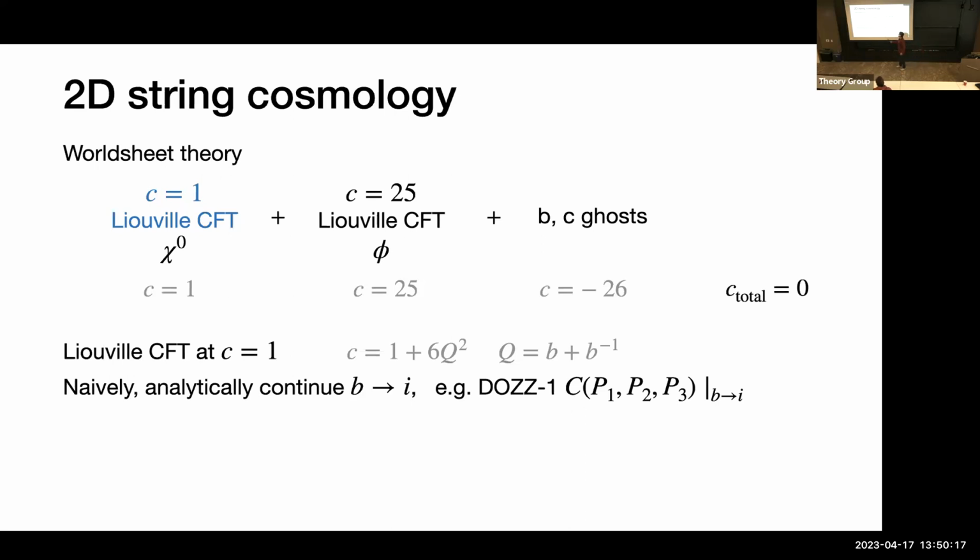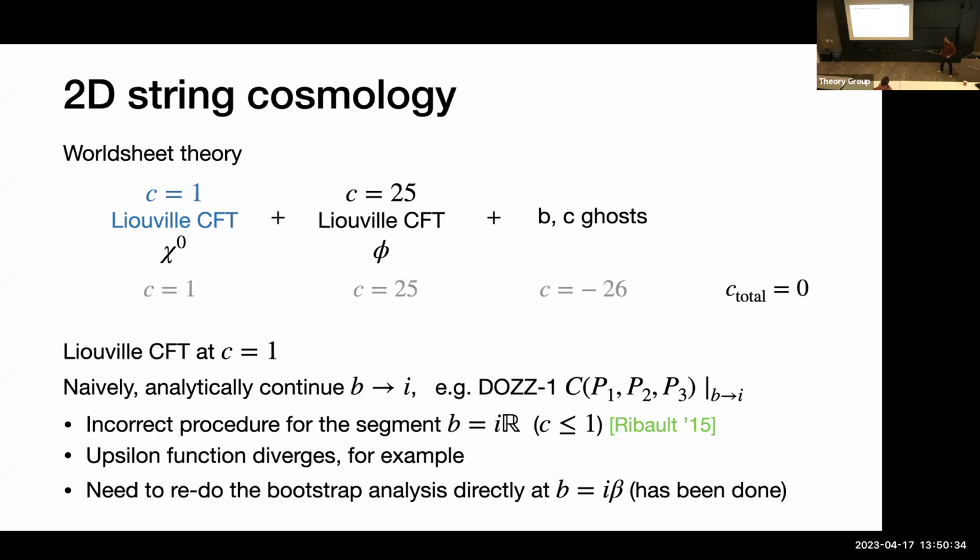So naively, you would think, okay, just take the DOZZ formula and analytically continue to b equals i. That's what some part of the literature did, but the main upshot is that this procedure is incorrect, precisely more generally along this branch of imaginary values for b, which corresponds to central charge less than or equal to 1. The relevant case here is c equals 1, but more generally this is the case. For example, the gamma functions in terms of which this was written diverge in this naive limit. The upshot is that you have to reanalyze the bootstrap equations, and it turns out it gives you a different solution, which I'll describe in the next slide.